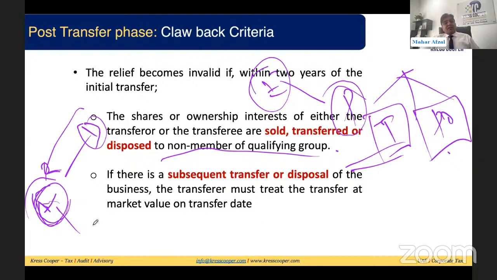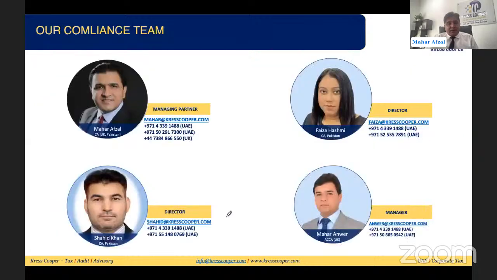There is one more condition as well: subsequent transfer of business. If A has transferred the business to B, B the transferee cannot further transfer the business within 2 years from the date of transfer. If this is transferred, again the clawback clauses will be applicable, and the transferor will be liable to pay tax at the market value. It will be assumed that the transaction has been conducted at the market value. So these are the conditions that we'll be discussing again in our coming webinars.